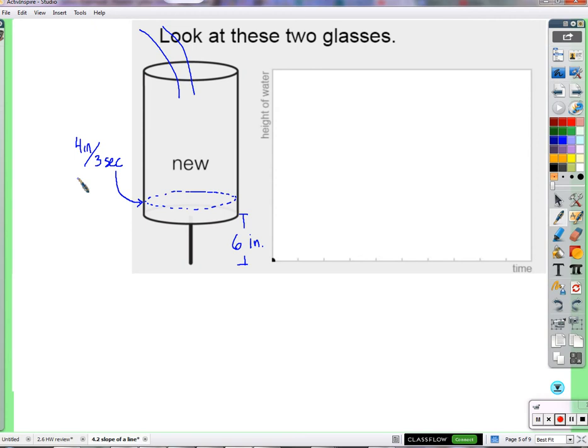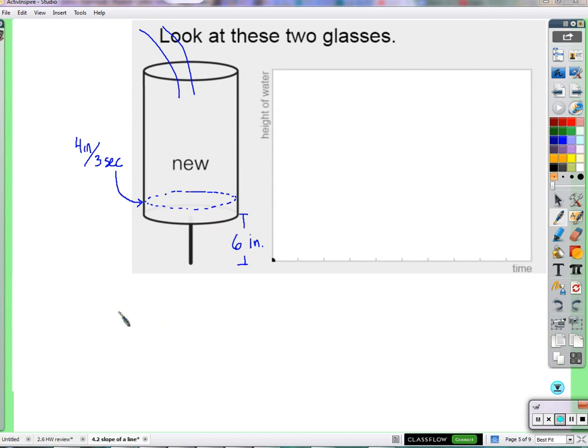So can we write an equation that would tell us how high the water is after x seconds? Let's give that a try. Now when I plug in a value for the time, x seconds later, it should tell me how high the water is. Let's make this easy.